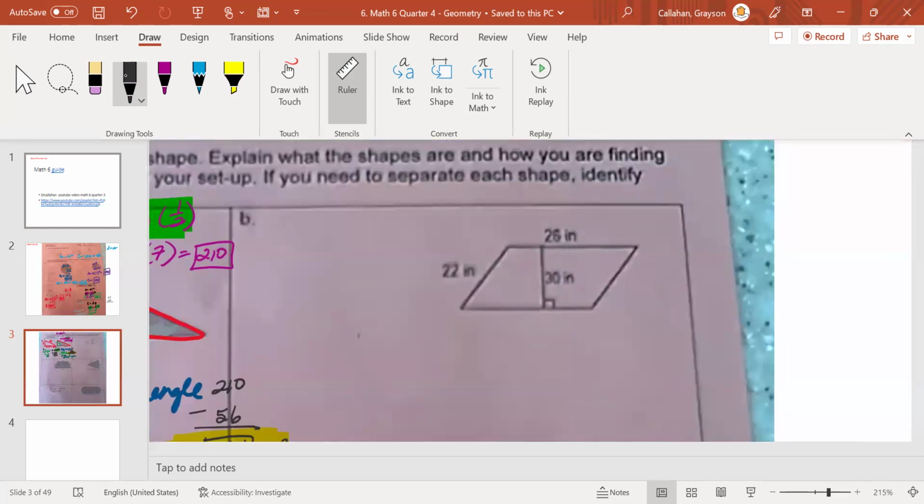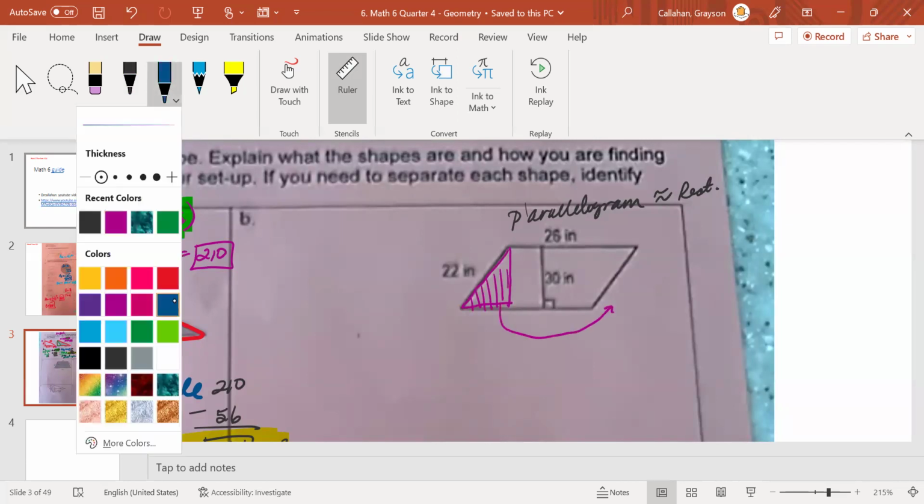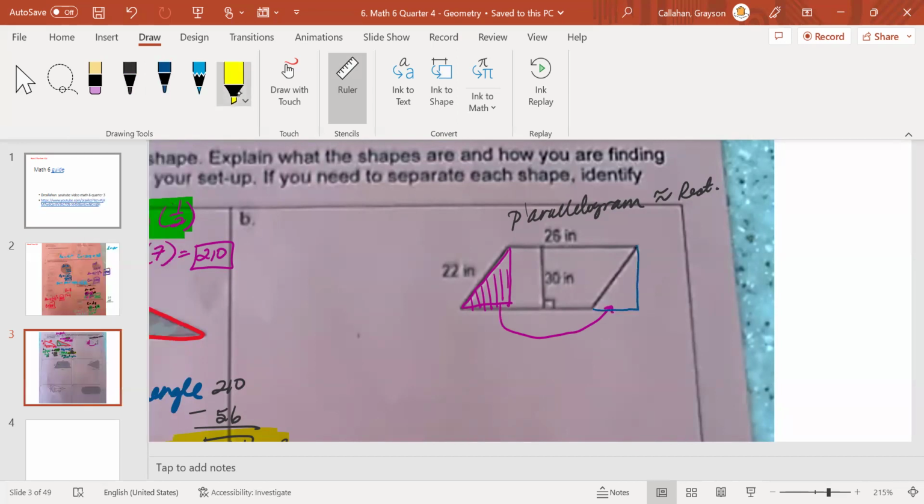All right, B, what shape is this? A parallelogram is similar to a rectangle, okay? So what we're going to do is take this triangle right here, let's say you cut it off and put it right over here. Do you see how this triangle basically forms a square? Do you see the square right here? Okay, so let's take that out.